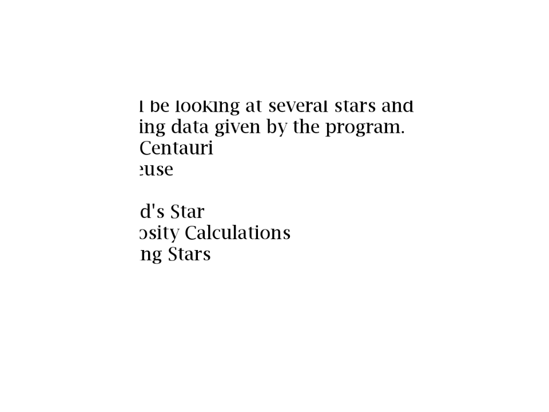Welcome, class. It's Dr. Jim Rose again, and what we're going to do today is take a look at Activity 19. This is the activity for Observation 3 in Stars and Galaxies. In this observation, we're going to be looking at several stars and recording the data given by the program, such as the Bayer designation, the distance from the Sun, its luminosity, its position, and so on.